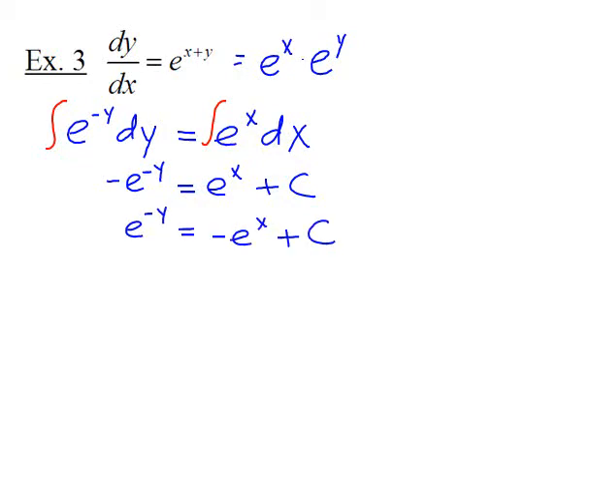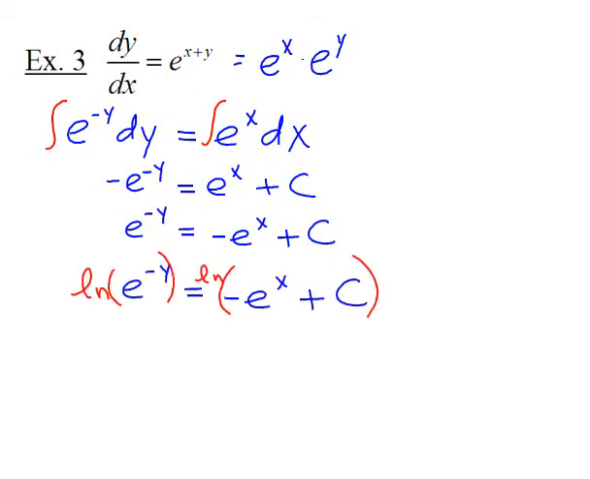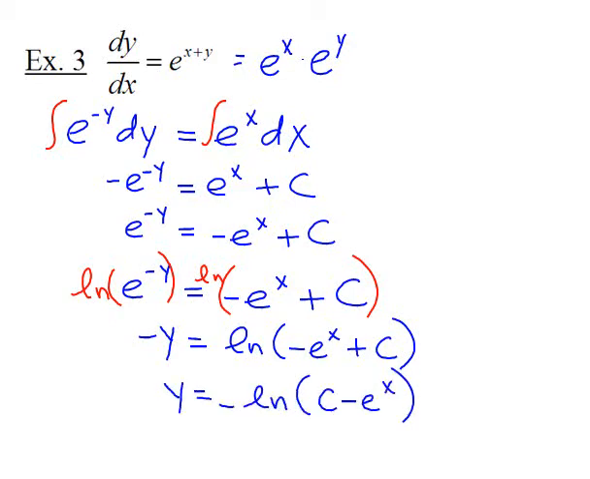Divide through by negative 1 to start isolating y. Notice that it makes no difference whether I write this as plus a constant or minus a constant, since I don't know whether c is positive or negative anyway. Continue isolating y by taking the natural log of both sides, to get negative y equals the natural log of negative e to the x plus c. And then multiply both sides by negative 1. So y equals negative the natural log of c minus e to the x.